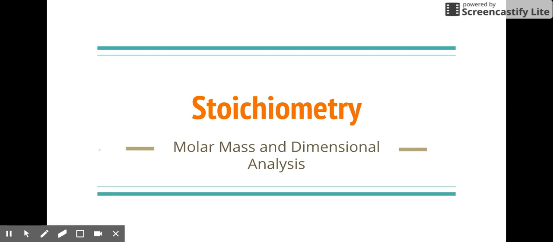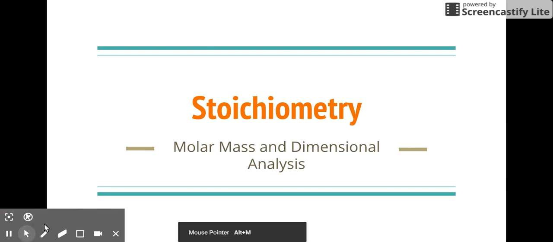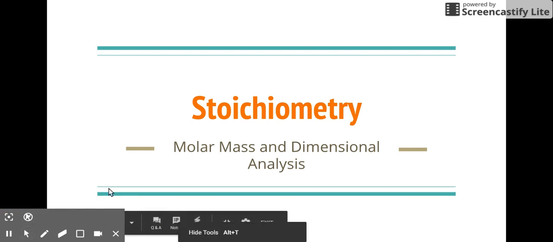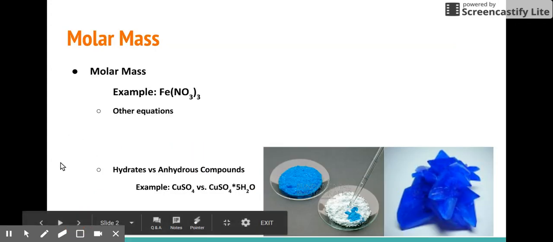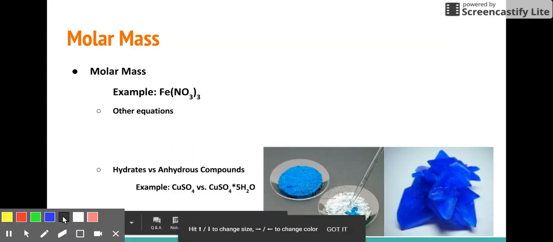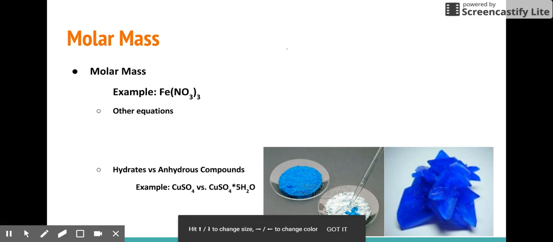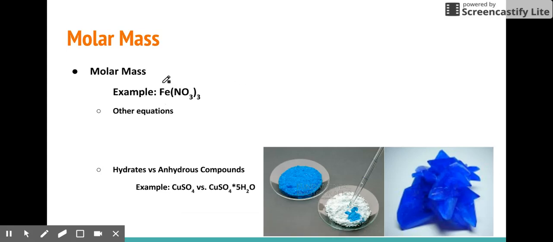Okay, guys, so for this little lecture, we're going to talk about molar mass and dimensional analysis. This should be fairly straightforward and bring back lots of memories from when you've had this class before. All right, so let me scroll to the next slide, and we'll start. What we're talking about today is molar mass and how we find the molar mass of different things in AP chemistry.